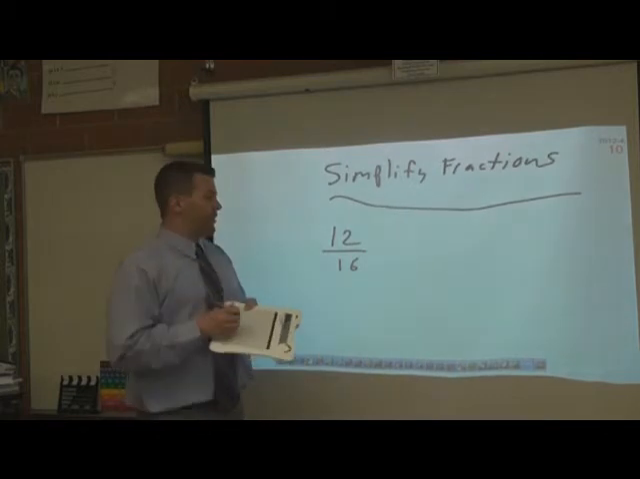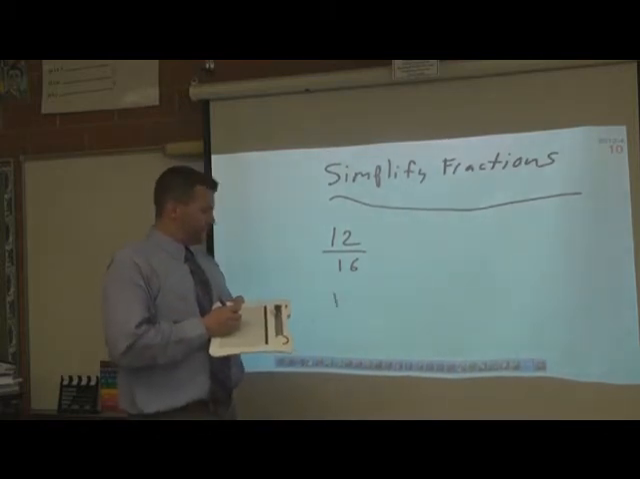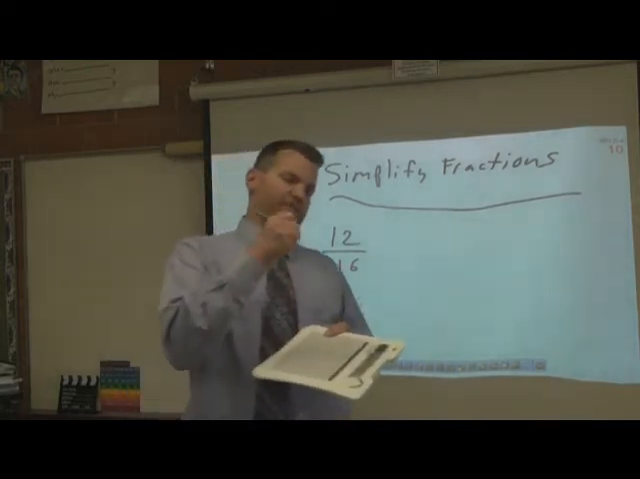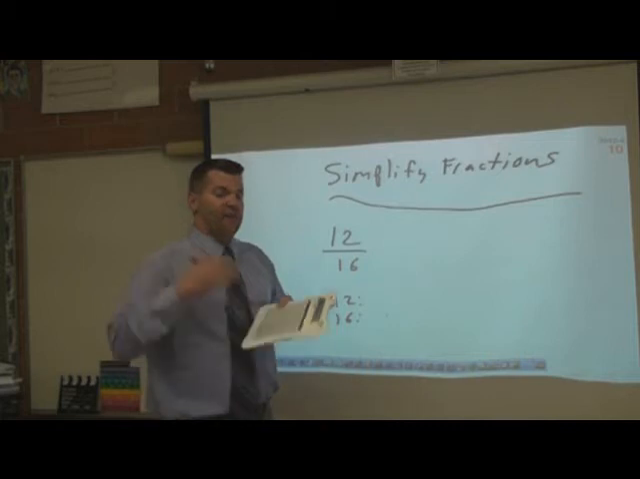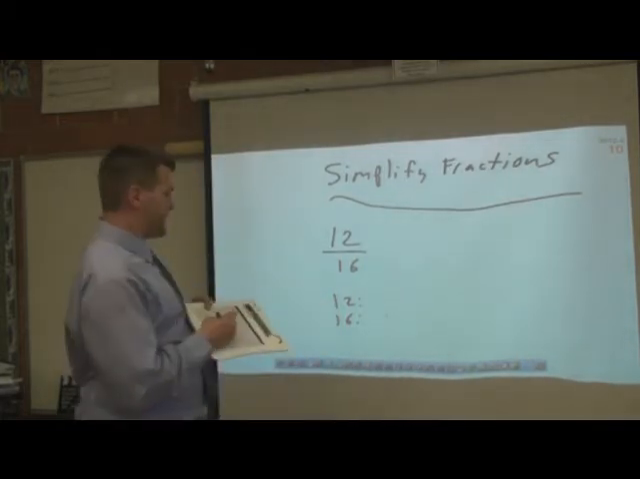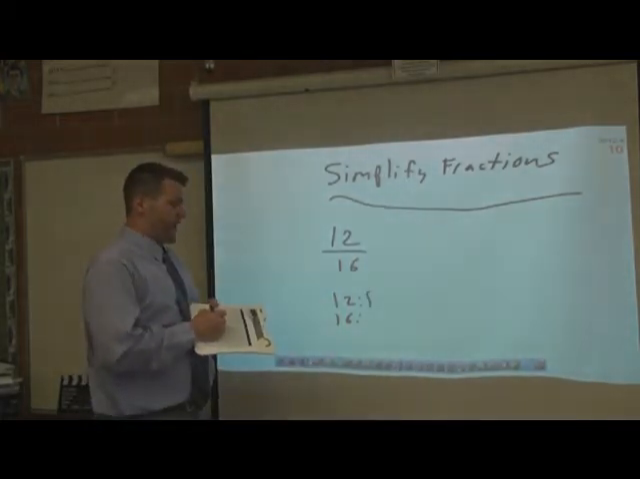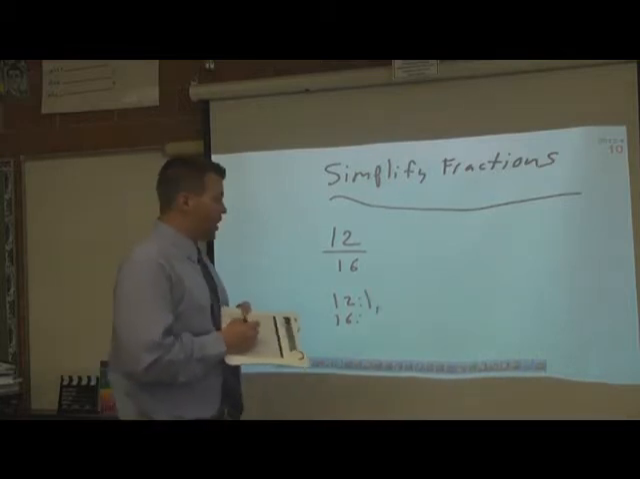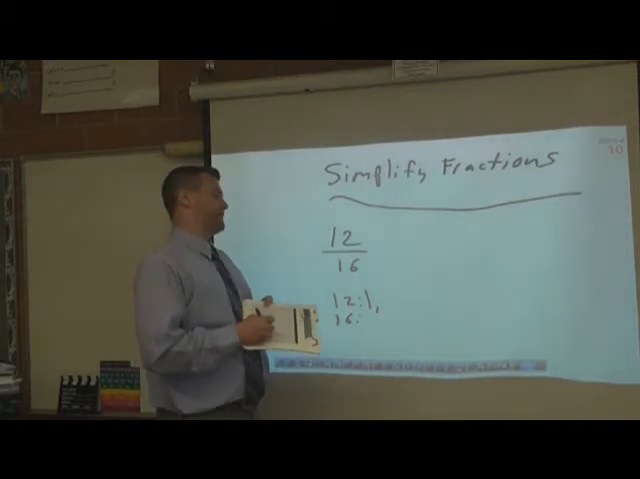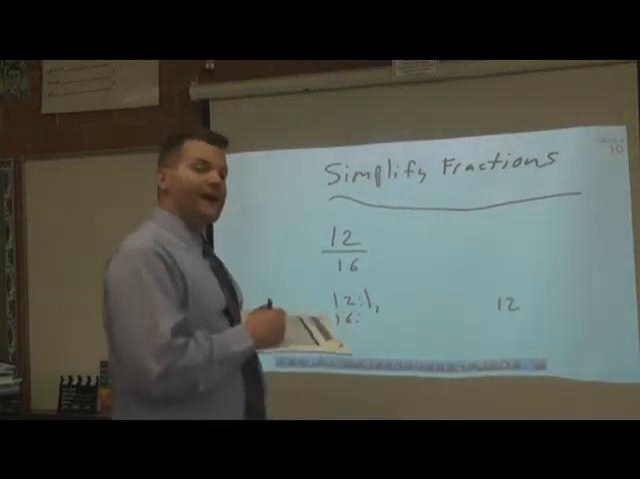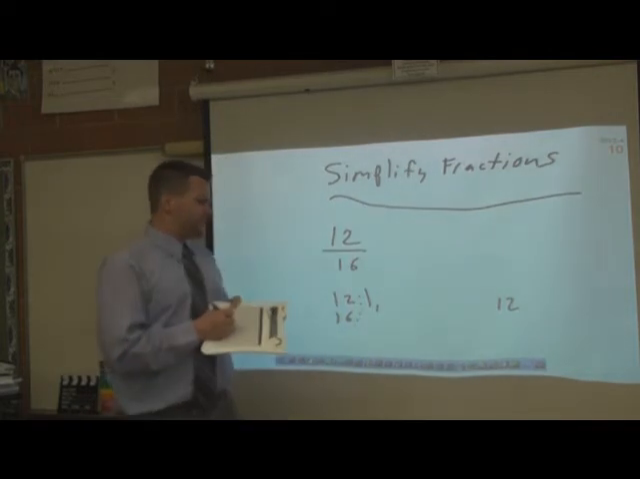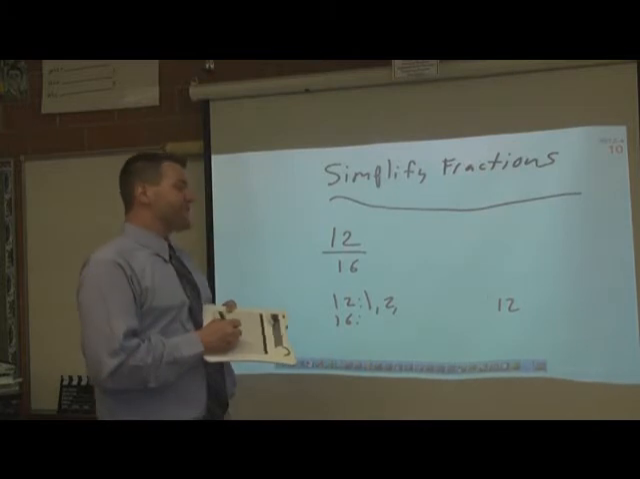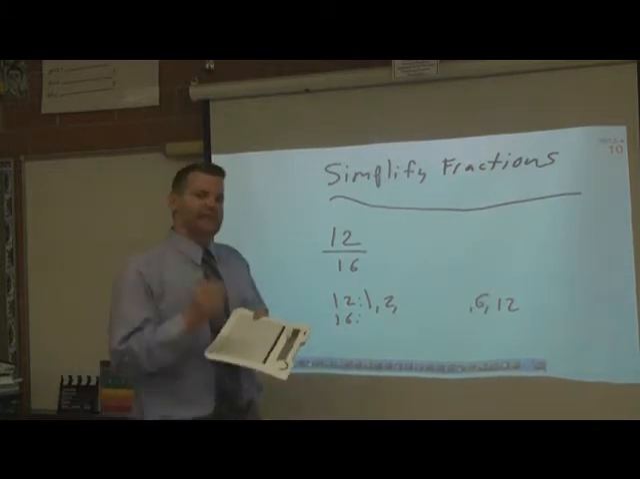So let's take 12 and 16 and find the factors of each one of those numbers, and then we can see if they have a greatest factor between them that's common. So we know that 1 will go into 12, of course. 1 times what equals 12? 12, that's right. 1 times 12 is equal to 12. And then does 2 go into 12? Yes, that's right. 2 times 6 is equal to 12.